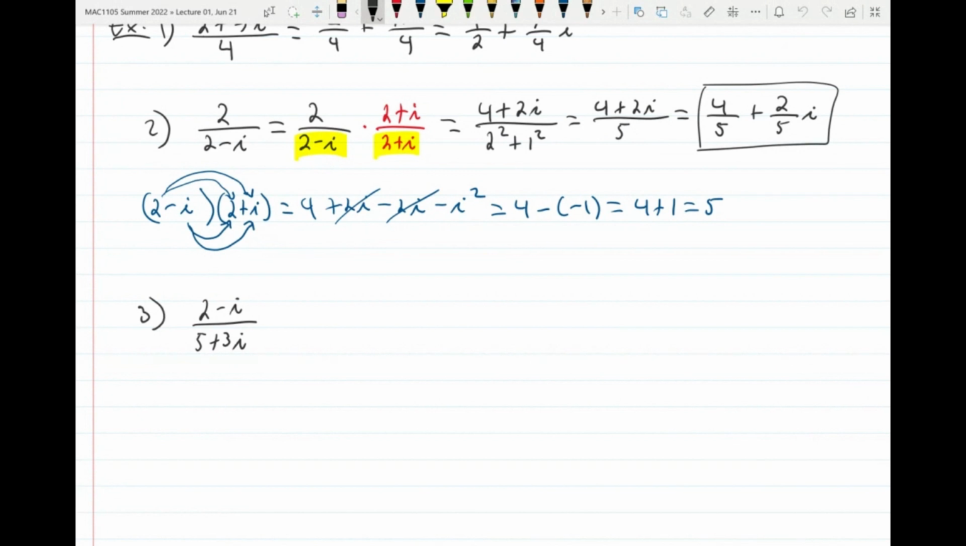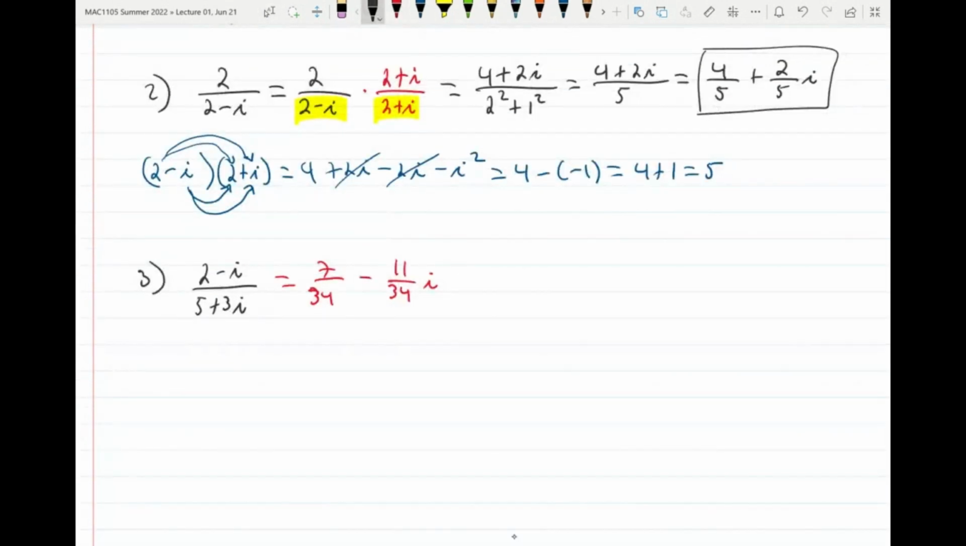Okay, anybody has an answer for number 3? Yes? 7 over 34 minus 11i over 34. So typically we like to write it like this. Okay, is everybody getting the same thing? Okay, so let's do it together. Very good. All right, so let's see.